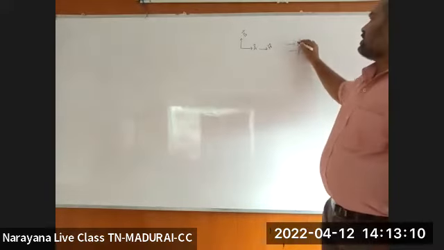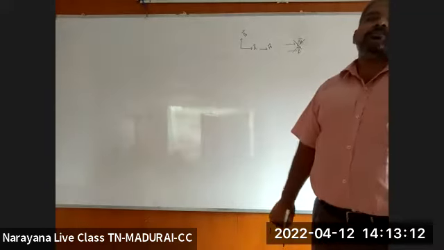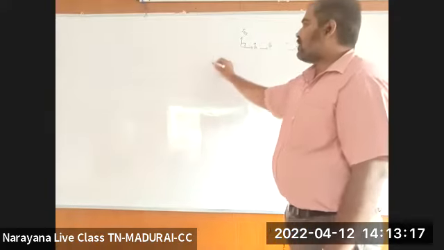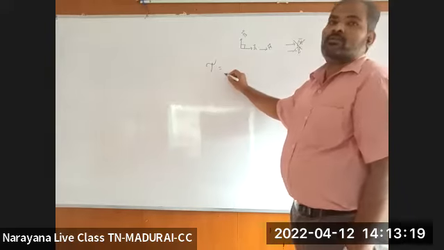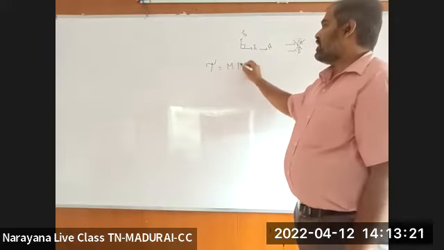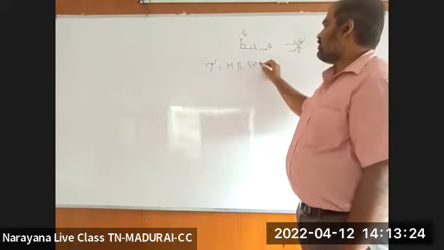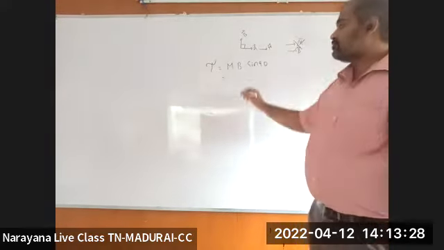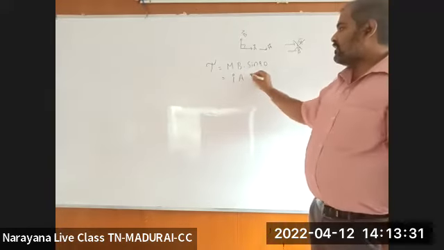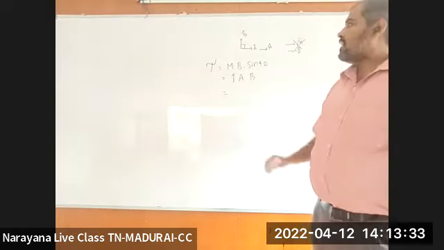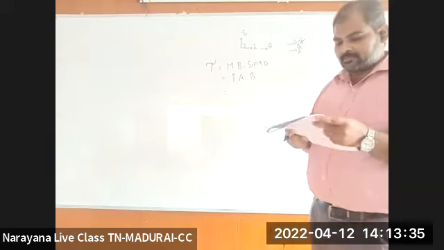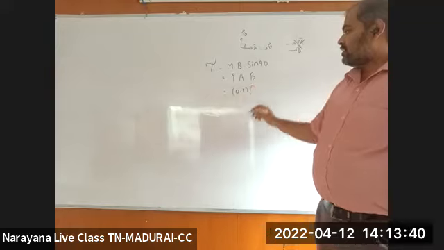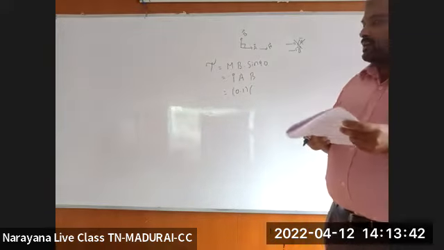In this orientation, torque will compulsorily be 0. But here torque will be maximum. So tell me, what is the maximum torque equal to? M into B into sine of 90. What is the magnetic moment of that coil? I into area. And the magnetic field. As per the data, the current given is 0.1.